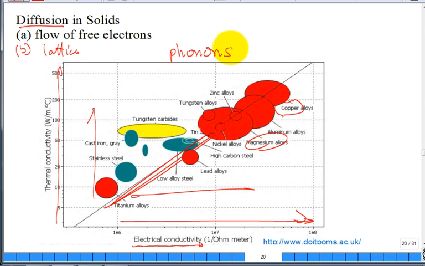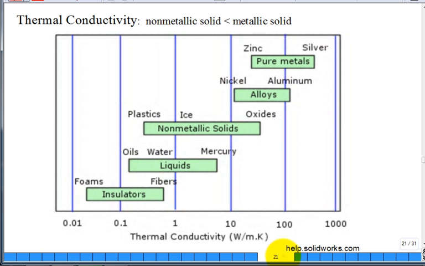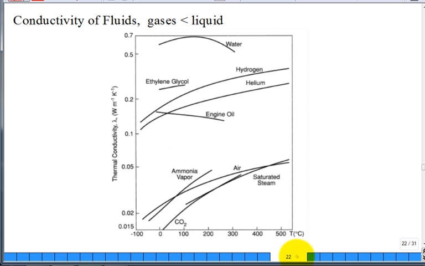So very expensive, what do they call that? Diamonds. Very good. Very high. But all right, so the non-metallic solids drop because you lose that conductivity associated with free electron flow. And so right away, plastics and ice, they're not very good at conducting electricity. They're not as good at conducting thermal heat transfer as well. So it drops. But they're still typically better than a lot of the liquids, and definitely some of the insulators, which are primarily stagnant air.